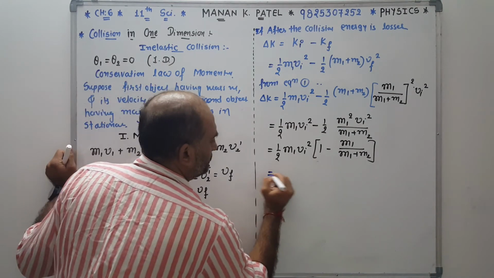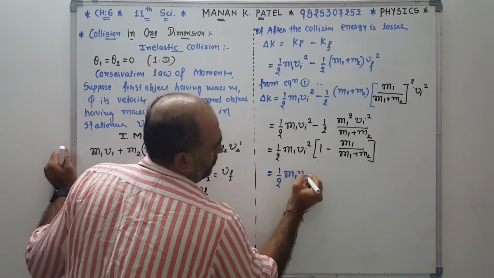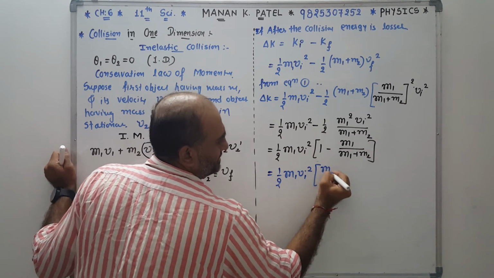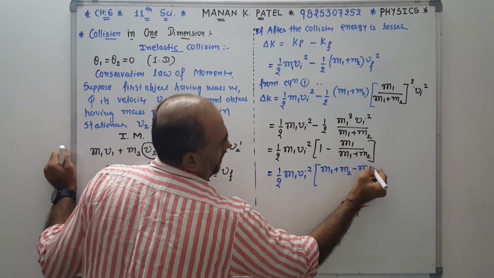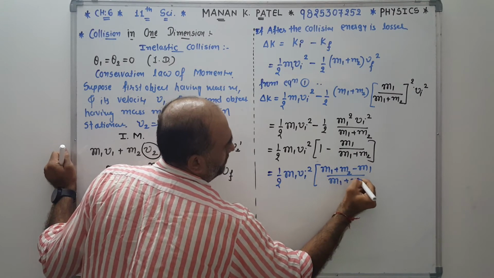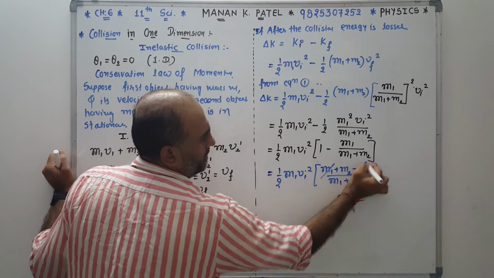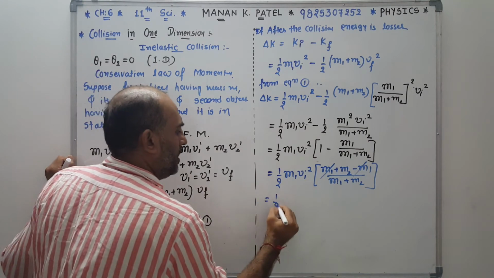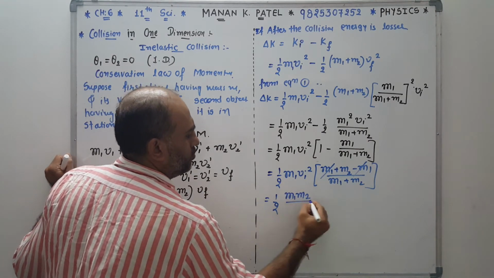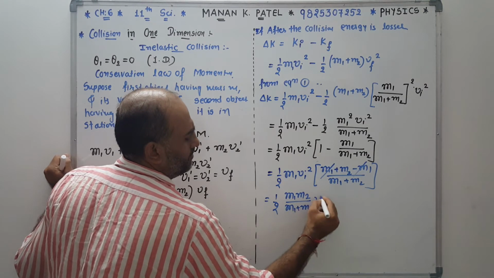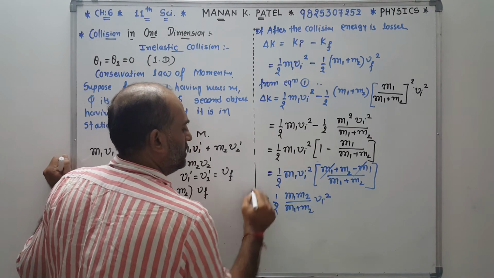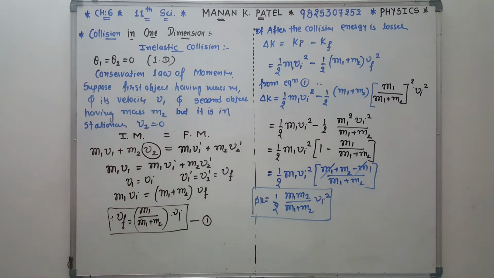So again, half m1 vi square, LCM m1 plus m2 minus m1 by m1 plus m2. So m1 cancels, and we get half of m1 m2 by m1 plus m2 times V of initial condition. This is the change in kinetic energy. That is the formula of change in kinetic energy. Now we have to find the final energy.